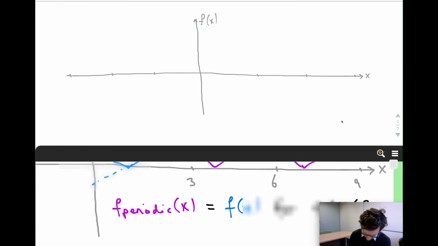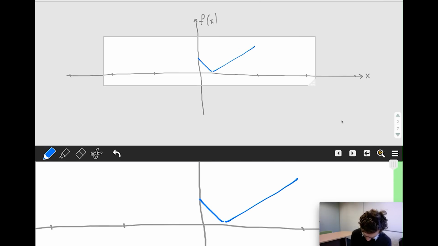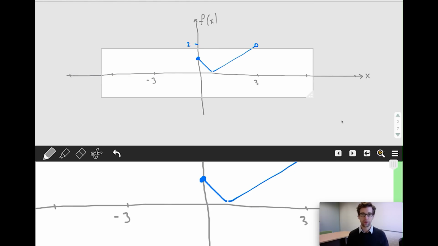Again, let's sketch our original function in blue. Here it is. So I'm not including that point, and I am including that point, and this is the value 2. Here's 3 and minus 3. So remember how to create the even periodic extension.